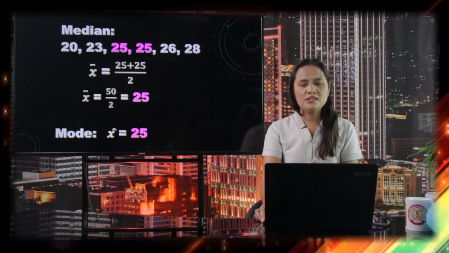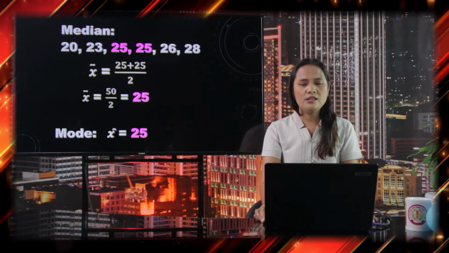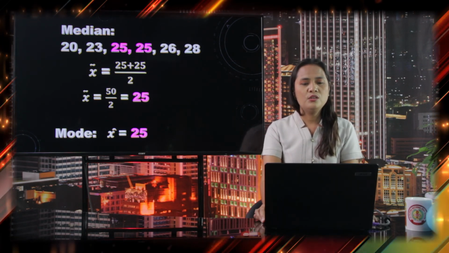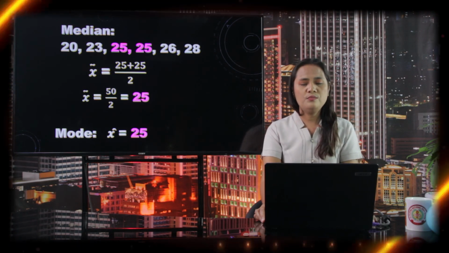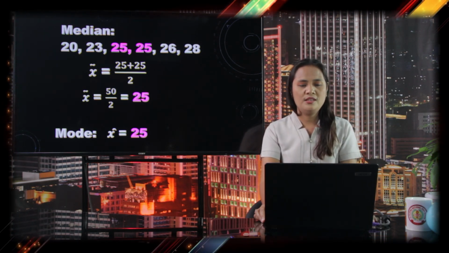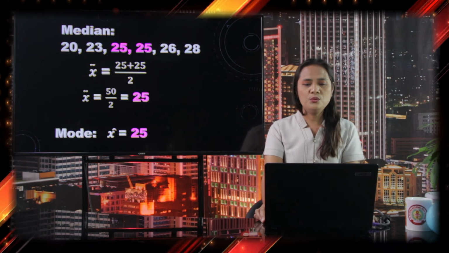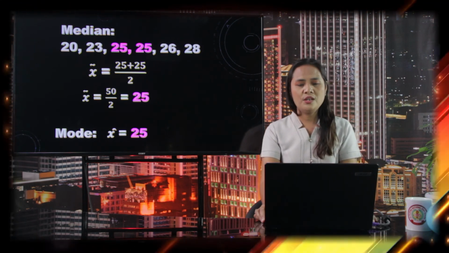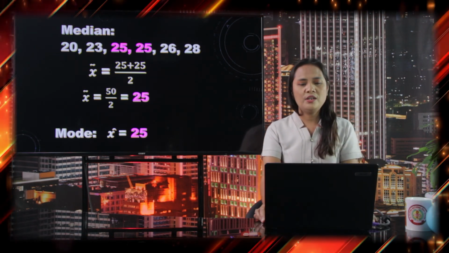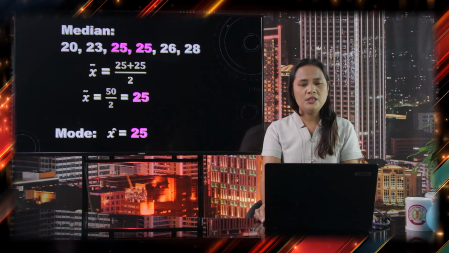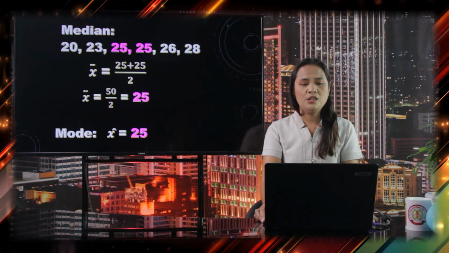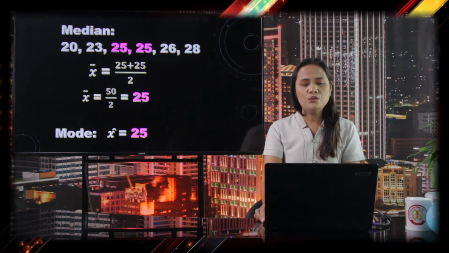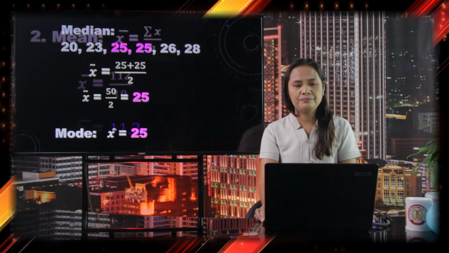Median. For the median, we have to arrange the data in ascending order. So we have 20, 23, 25, 25, 26, 28. Then the median is equal to, we have two middle scores, 25, 25, so 25 plus 25 divided by 2. Median is equal to 50 over 2 is equal to 25. The mode is equal to 25.